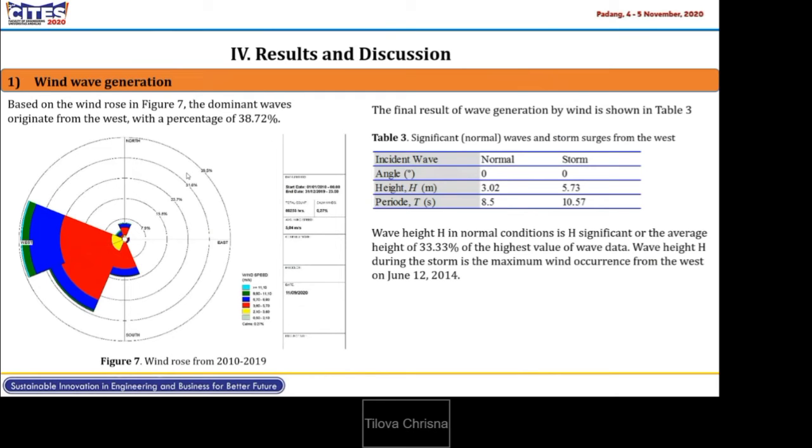Result and discussion. First is wind wave generation. From the wind rose diagram, we know that the dominant wind and also waves were from the west. And this is the final result of wind wave generation using the SMP procedure.